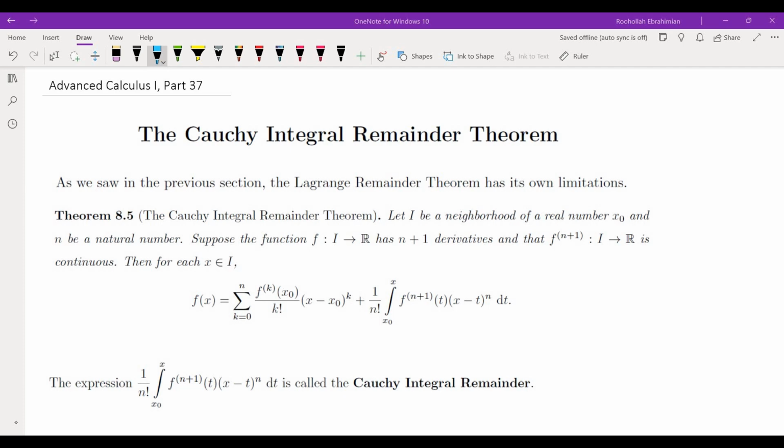Hello, in this video we're going to talk about the Cauchy Integral Remainder Theorem. Let me talk first about the importance of the Cauchy Integral Remainder Theorem, and then we'll state it, prove it, and then we'll see one application of it.